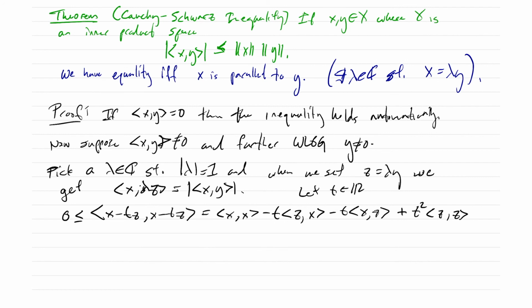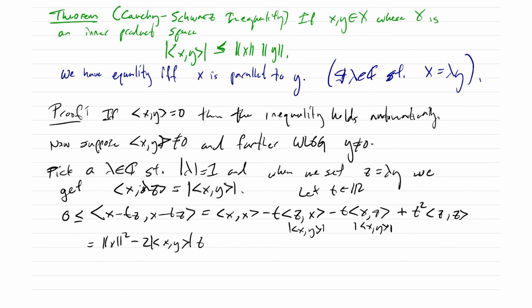Okay, so putting that together, we get the norm of x squared minus 2. Now remember, each of these is the absolute value of xy. Conjugating and swapping doesn't make any difference for these. So it's going to be 2 times the absolute value of xy times t.